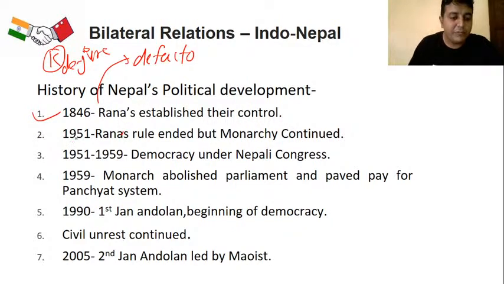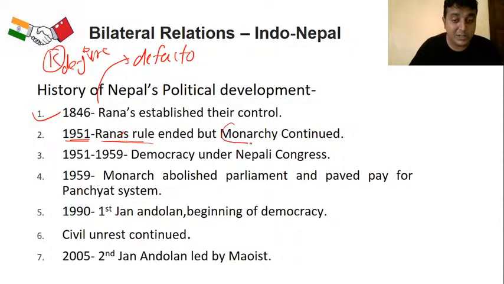In 1951, there was a revolt against this Rana rule. There was a revolt by the common people, or we can say the elite as well, against the Rana rule, and that ended the Ranas' rule.